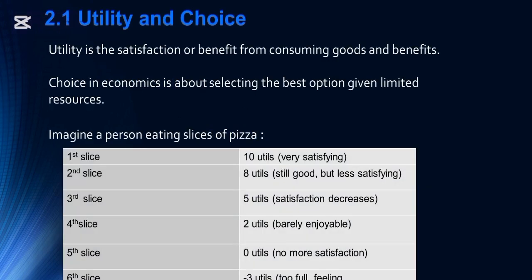What is utility? Utility is the satisfaction or benefit from consuming goods and services. We can define utility as the satisfaction or pleasure a consumer derives from consuming goods or services. On the other hand, choice in economics is about selecting the best option given limited resources. Actually, consumers make choices to maximize their utility given their budget constraints. Here you can see an example of utility and choice. Let's move to our next topic.